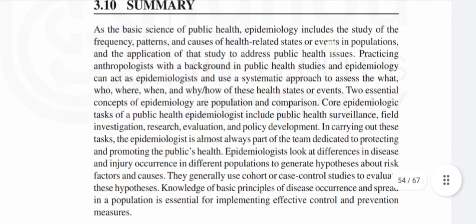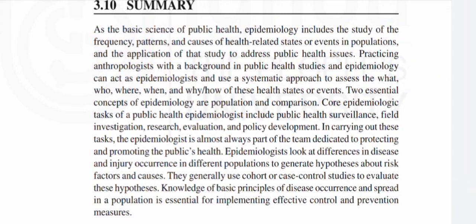and diabetes. Summary: as the basic science of public health, epidemiology includes the study of frequency, patterns, and causes of health-related states or events in populations, and the application of that study to address public health issues. Practicing anthropologists with a background in public health studies and epidemiology can act as epidemiologists and use a systematic approach to assess the what, who, where, when, why, and how of these health states or events. Two essential concepts of epidemiology are population and comparison.